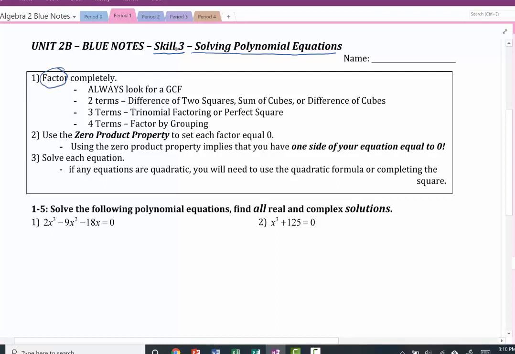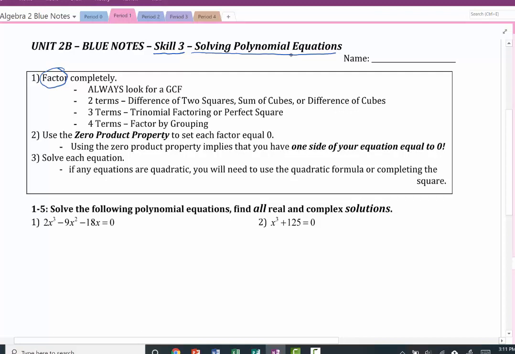That is why Skill 3 follows Skill 2, which is how to factor polynomial equations, because now we are going to factor polynomial expressions so that when we have an equation, we can solve that equation through factoring. So that will be our primary method.